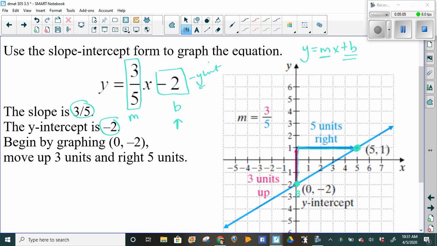Now you have 2 points and you can connect the dots because you only need 2 points to make a line. So now you don't have to create the table. Now you can just put it in y equals mx plus b form, and you can graph the 2 numbers that are in the equation by using your rise over your run.